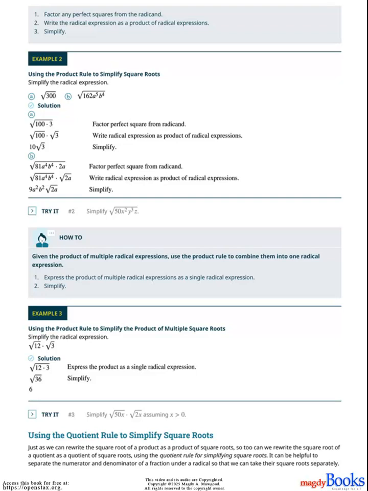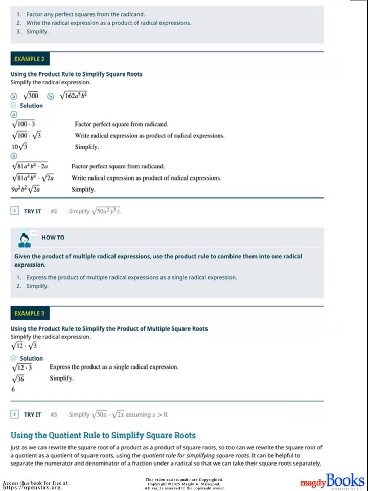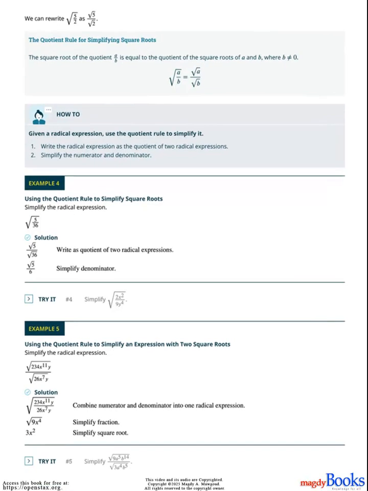1.3.3. Using the quotient rule to simplify square roots. Just as we can rewrite the square root of a product as a product of square roots, so too can we rewrite the square root of a quotient as a quotient of square roots, using the quotient rule for simplifying square roots. It can be helpful to separate the numerator and denominator of a fraction under a radical so that we can take their square roots separately. We can rewrite square root of 5 over 2 as square root of 5 over square root of 2.